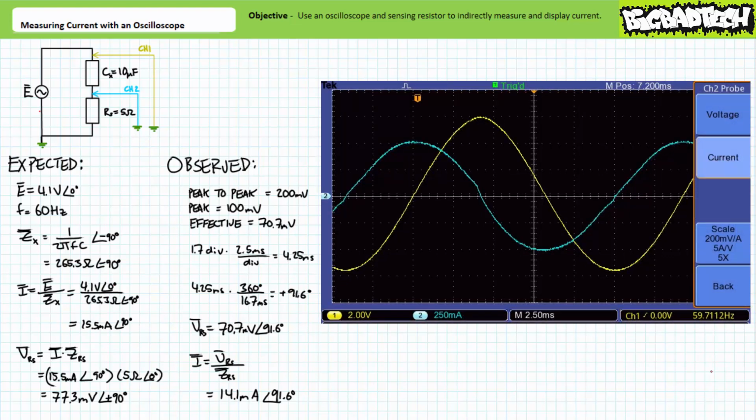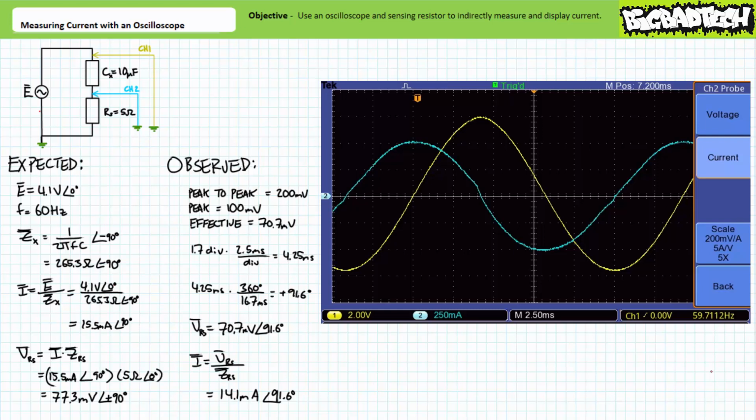To enable this feature, go to the Channel 2 menu. Choose Current rather than the default voltage. Note it initially assumes a scale of 250 milliamperes per division. This is obviously wrong since our current is anticipated to have an effective value of only 15.7 milliamperes. We need to find an appropriate scaling factor for our given 5 ohm sensing resistor.